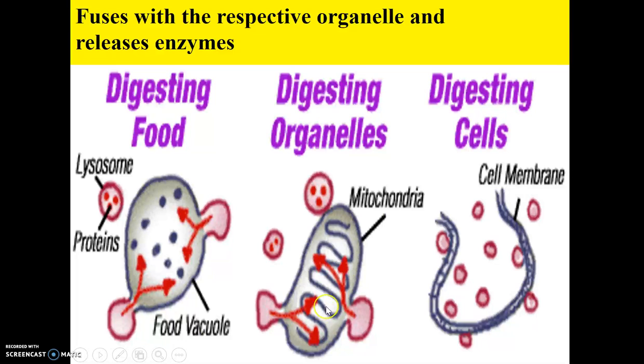Sometimes lysosomes will digest broken down organelles. So in this case, we have a mitochondria here that has stopped functioning. It's no longer working. And so the lysosomes that have enzymes that can break that down come, again, attach to it, release their enzymes, and digest all the pieces of the mitochondria.